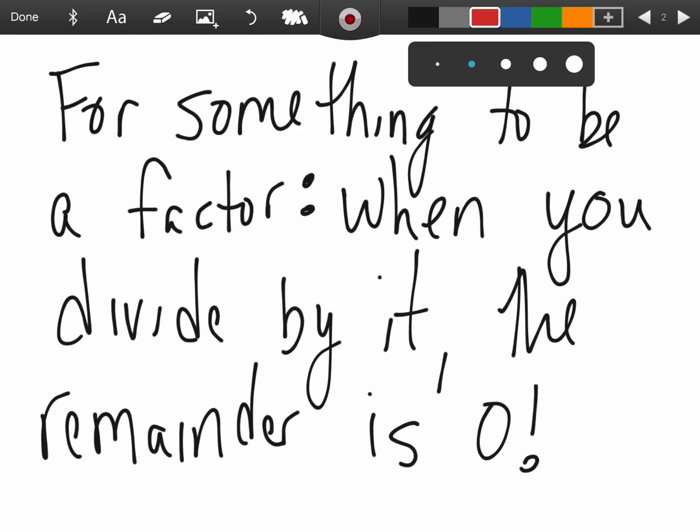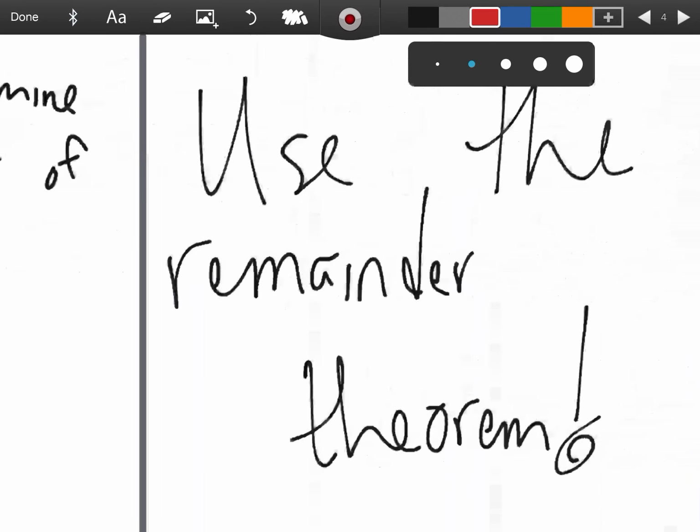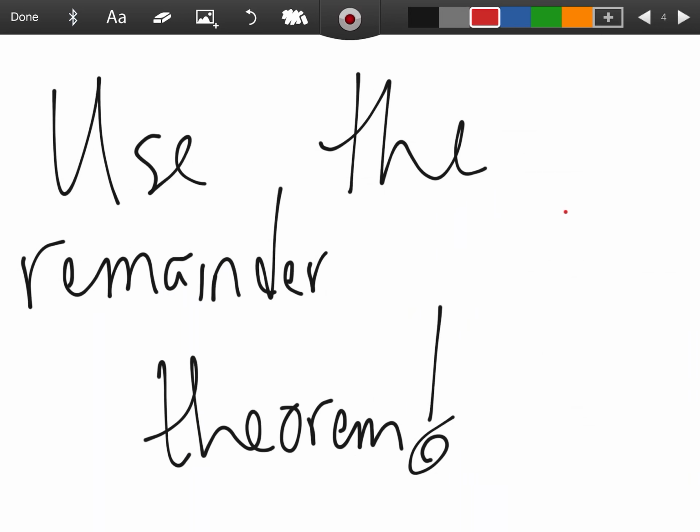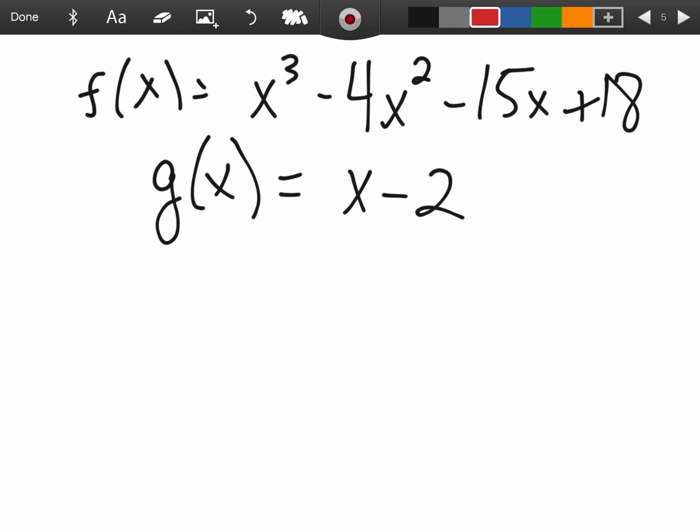So if we're trying to determine if g of x is a factor of f of x, the easiest thing to do is use the remainder theorem, right? If you're trying to determine is x minus 3 a factor of f of x, just do f of 3. F of 3 would have to be equal to 0 for x minus 3 to be a factor. All right, so let's just run through a couple of example problems.